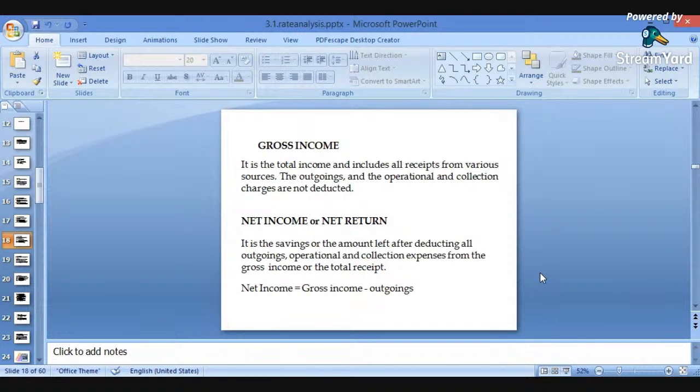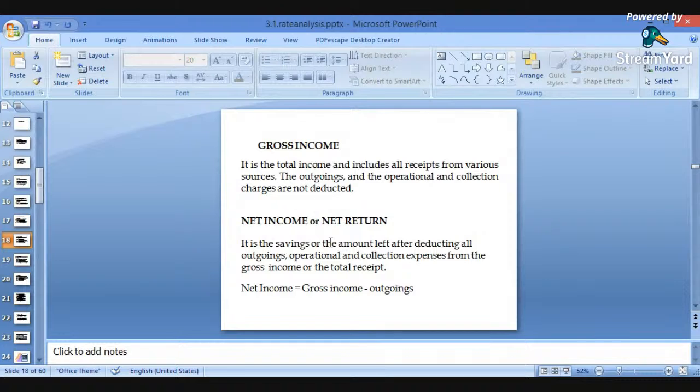Next important is nothing but the net income or net returns. What is net income and net returns? It is the savings, or the amount left after deducting all outgoings. After subtracting all outgoings, what is the remaining amount which has been with us? That remaining amount or remaining income after all outgoings is nothing but the net income.